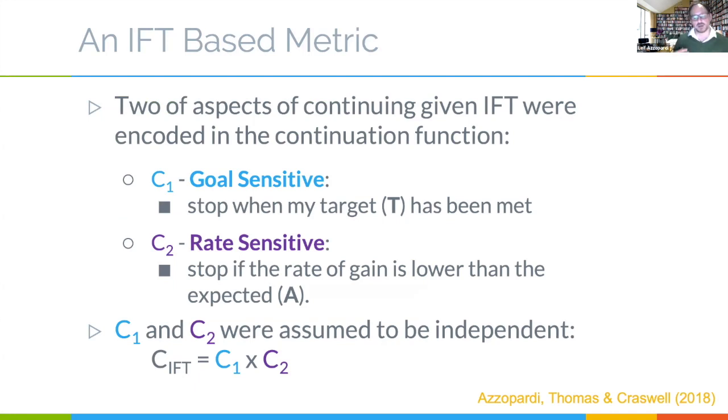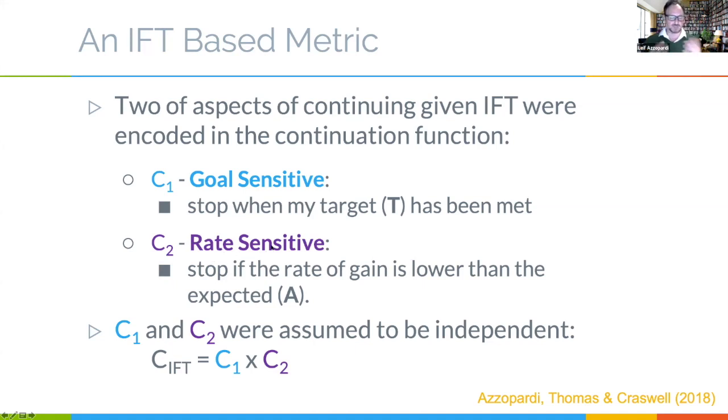So the way that we try to encode this idea within the information-based metric is to decide how we put them into the continuation function. We defined two parts to this continuation function. One was goal sensitivity. We said, okay, once you've reached your target, then you should stop. And so that's your goal sensitivity. I can only consume so much information. And I also have some idea of the rate of gain that I'm expecting.